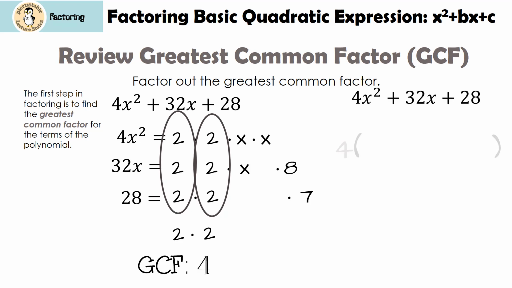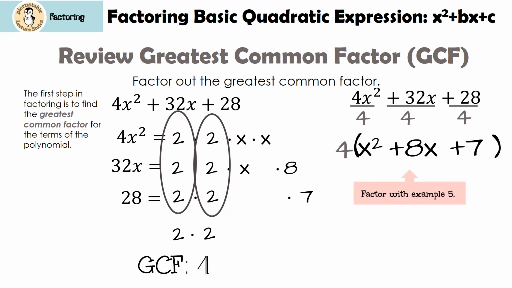To continue, we first put the 4 outside of parentheses. Now we start to divide 4 from each term. 4x squared divided by 4 is x squared. 32x divided by 4 is 8x. And finally, 28 divided by 4 is 7. Some of you will say, hey, I know that we can factor the inside farther, but we haven't gotten that far yet in this video. We'll look at it later.